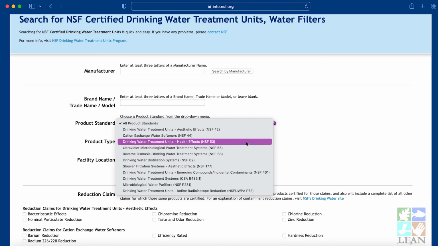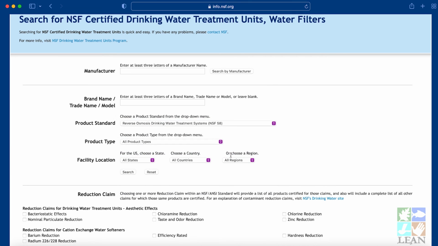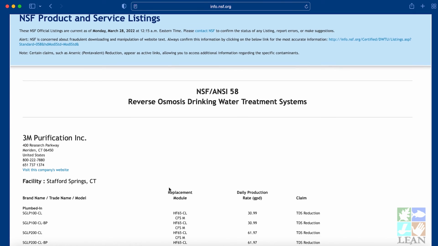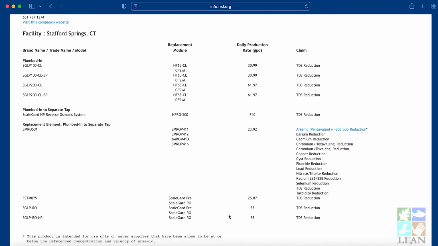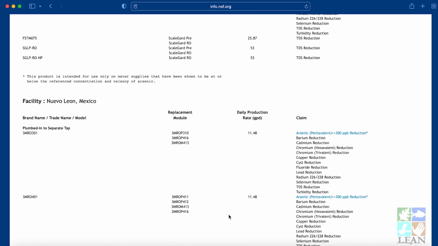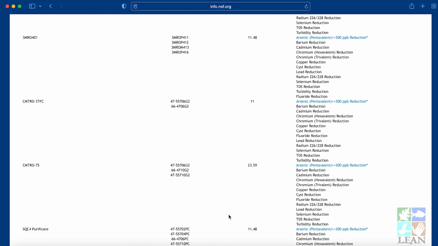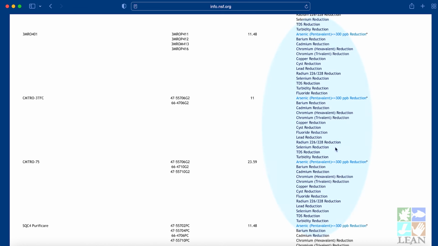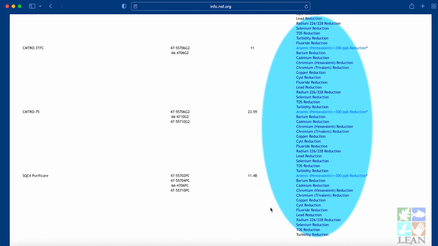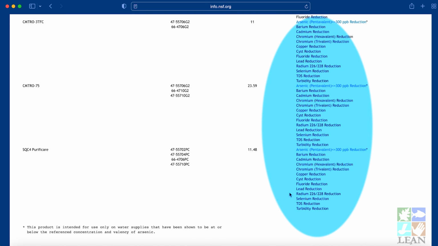In this case, we saw that for New Orleans, they recommended a reverse osmosis water treatment system. So if we just hit that and then press search, they give you a long list of all of the water treatment systems that they have certified. These are the reverse osmosis treatment systems that they have certified. And on the right, you'll see the specific contaminants that they certified. You'll see a lot of metals, lead reduction, cyst reduction, a lot of things like that. That's a really great thing to look at to select the best water treatment system for yourself.